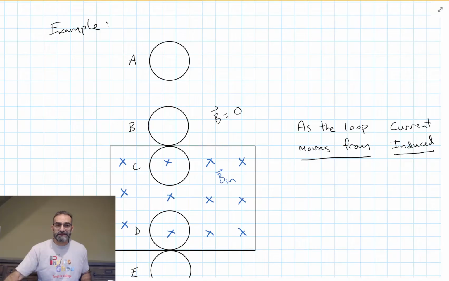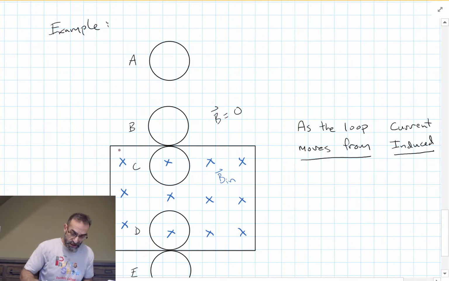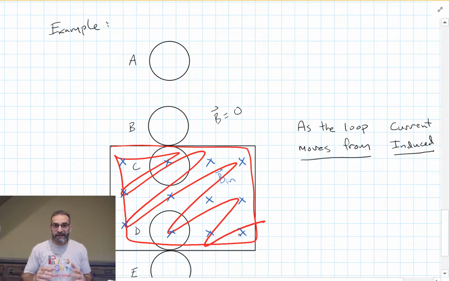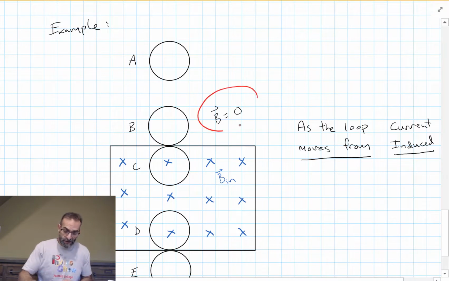Let's see if you've got it. Here's an example. We've got a loop of wire sliding across the table from A to B to C to D, right? Sliding across the table. And there's a region in the table where we have magnetic field going down into the table, but nowhere else. It's confined to within this region right here. The magnetic field is confined within this rectangular section, and there's no magnetic field outside of that section.